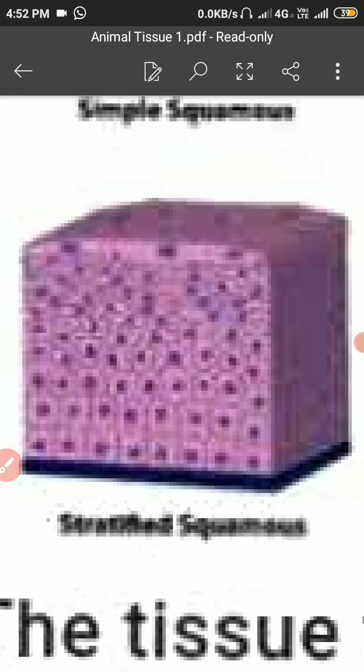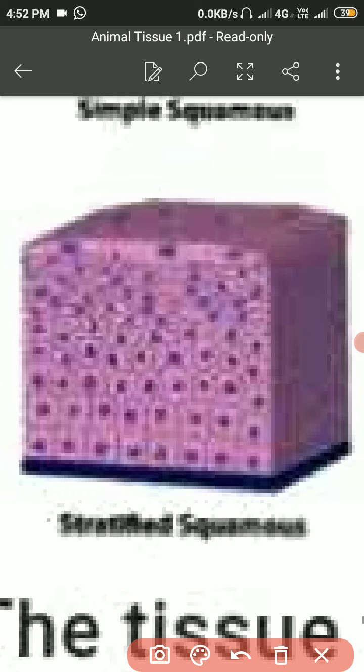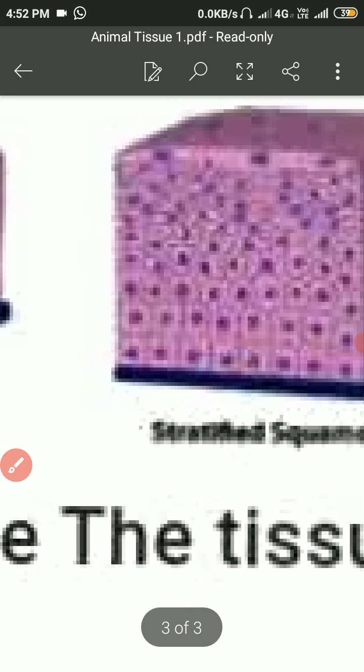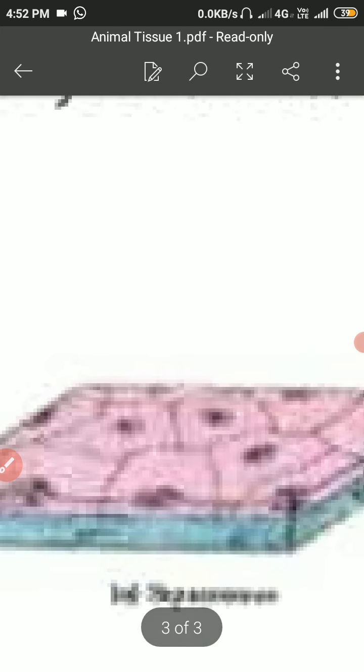My dear students, these are the stratified squamous tissues supporting the covering of the muscles, and they cover the entire muscular part and look like the muscle. They support the muscular band. That is why they are called stratified. Stratified means they are a part of the muscular parts; they just attach to the muscles. Dear student, come to next.